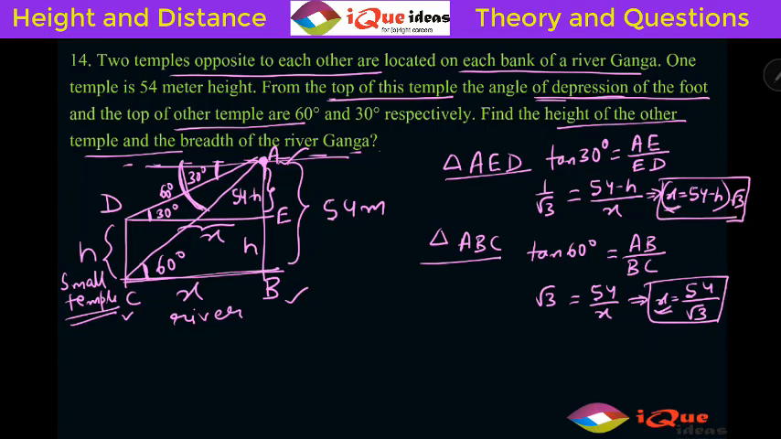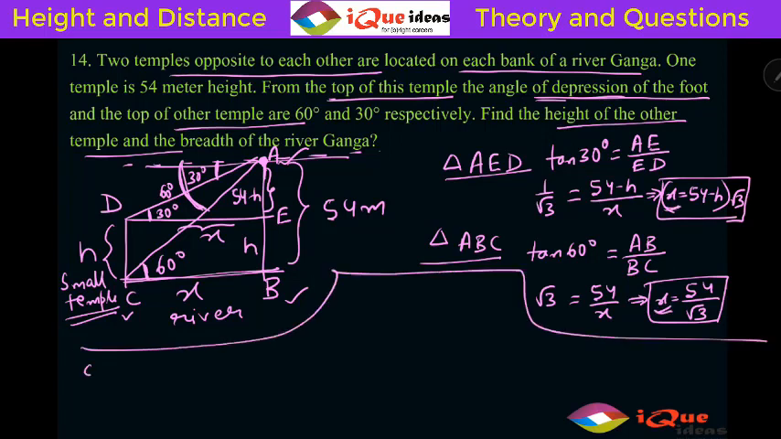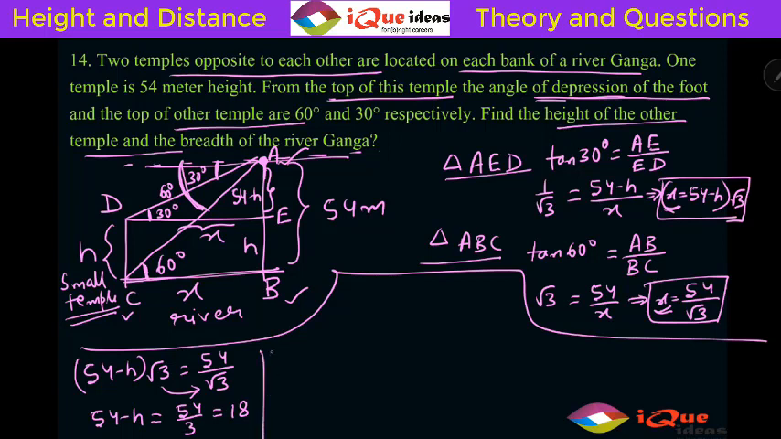So let's equate them. From there we get (54 minus h) into root 3 is equal to 54 upon root 3. Let's send this root 3 to the other side. Root 3 into root 3 will become 3. So we have 54 minus h equal to 54 by 3. Now 54 by 3 is 18. So from there we get 54 minus h equal to 18, and that gives us h equal to 54 minus 18, that is 36 meter. So h is equal to 36 meter. This is the height of the smaller temple.